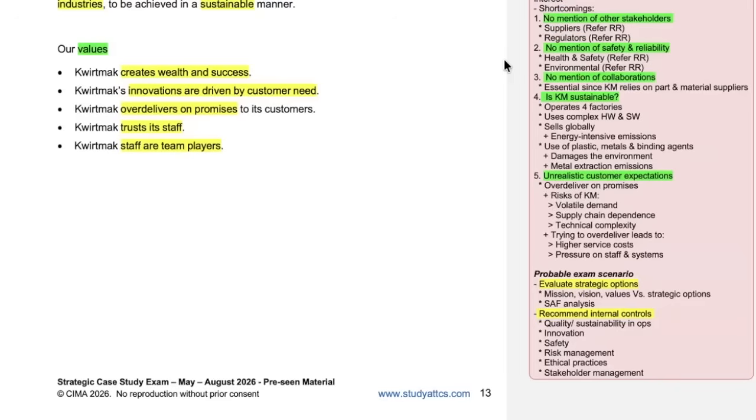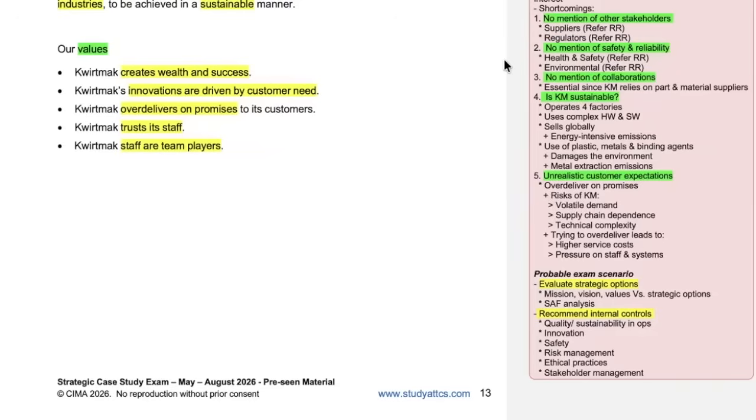And there is no mention of the type of collaborations which are essential to run our business, because we are dependent on our suppliers when it comes to sourcing the parts needed to manufacture the 3D printers, as well as the supplies which are utilized to 3D print something. So we should have considered these types of collaborations. And also, we strive to achieve better levels of sustainability, but this raises the question as to whether we are actually a sustainable business, because we are operating 4 different factories, not just locally, but internationally.